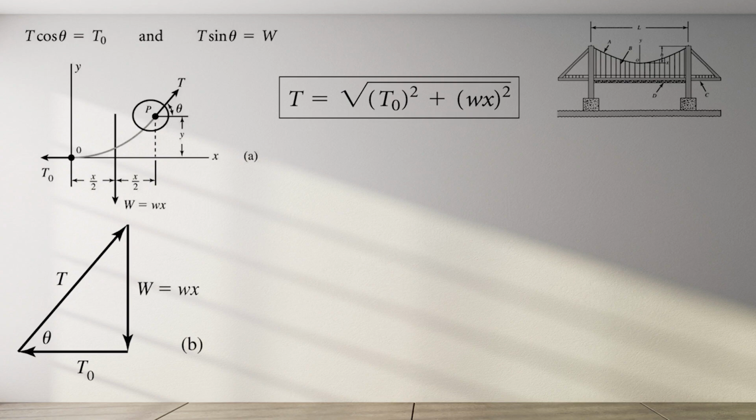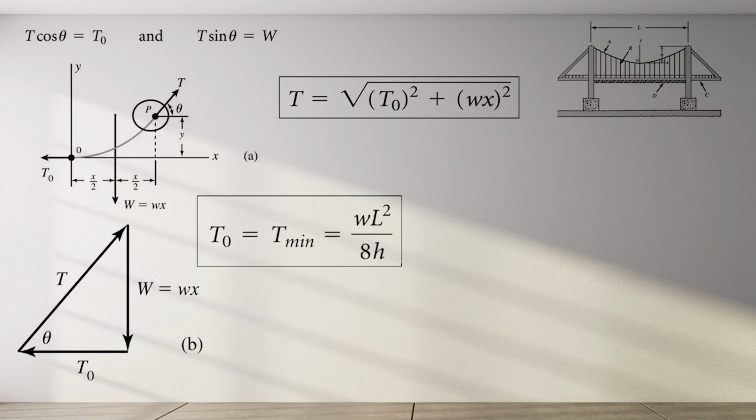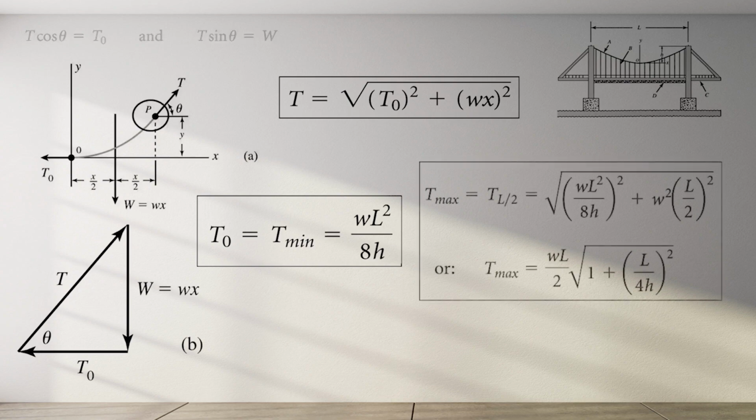In the case of symmetrical cables or supports at the same elevation, we may substitute the coordinates of a support, x equals L divided by 2, y equals h, to obtain this relationship for T minimum. We will also be able to find an expression for the maximum, which is at the supports.